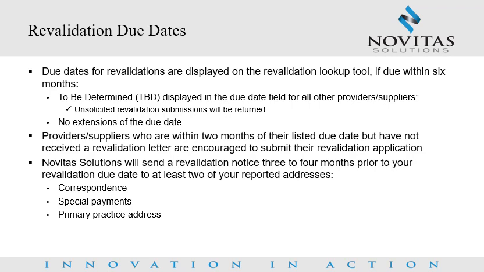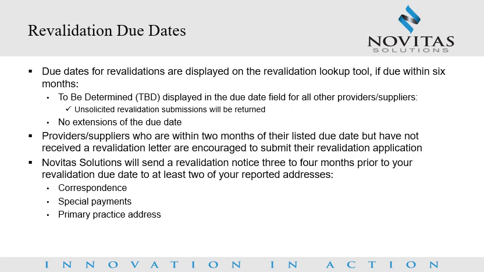Revalidation due dates. Revalidation due dates are displayed on the Revalidation Lookup tool. If you are up for revalidation, the tool will display a date. If the tool shows To Be Determined, or TBD, that individual or organization is not up for revalidation. It is important that you do not submit your application if the tool shows TBD. Unsolicited revalidation submissions will be returned. Also, it is important to note that extensions are not permitted.